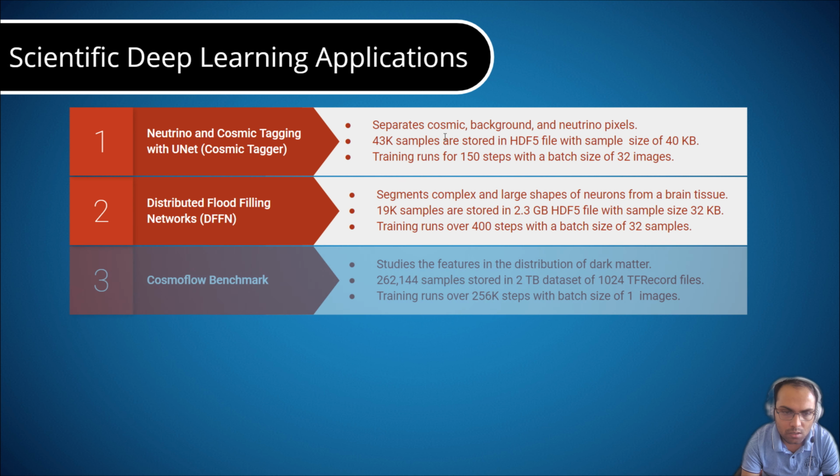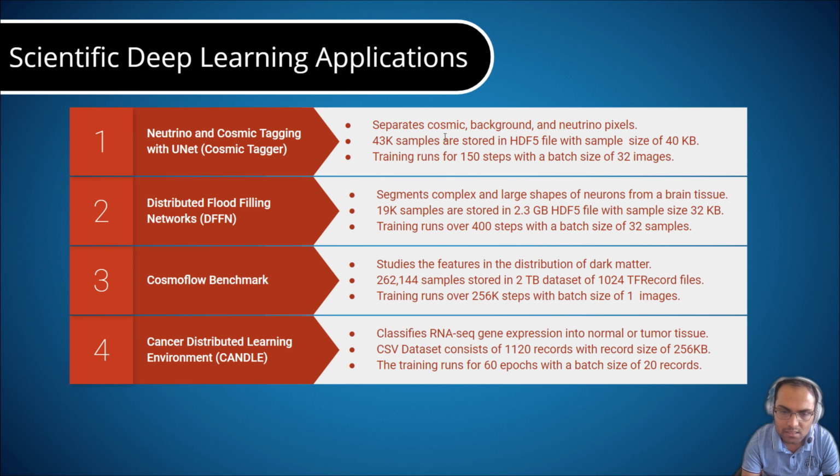The next application is the CosmoFlow benchmark, which is used for studying the features in the distribution of dark matter in the universe. This application is written in TensorFlow with a 2 terabyte dataset in TFRecord format. The dataset consists of 256 samples spread across 1024 TFRecord files. Finally, the training runs over 256K steps with one image per training step.